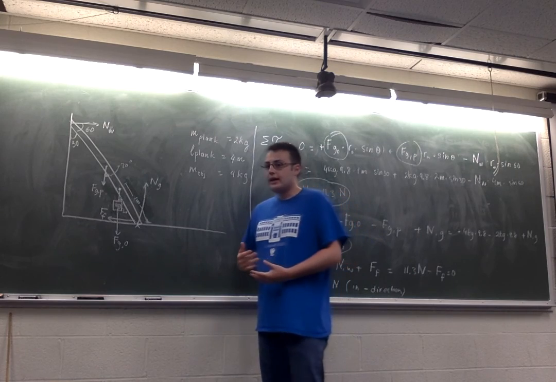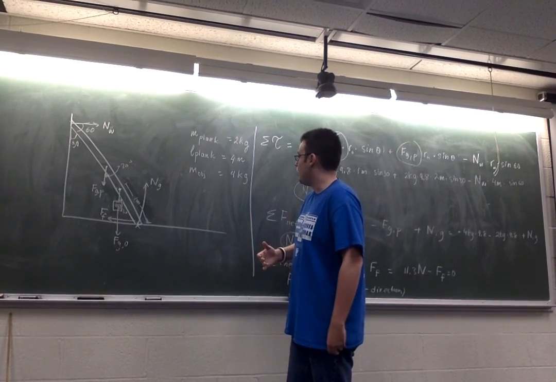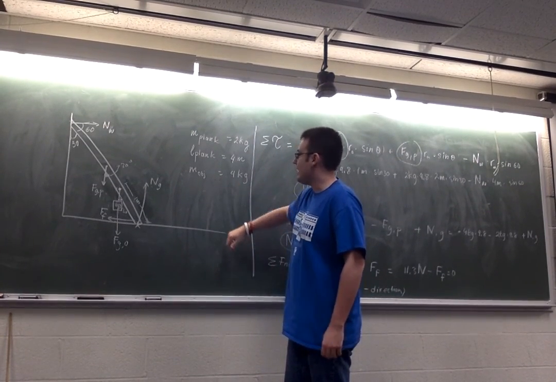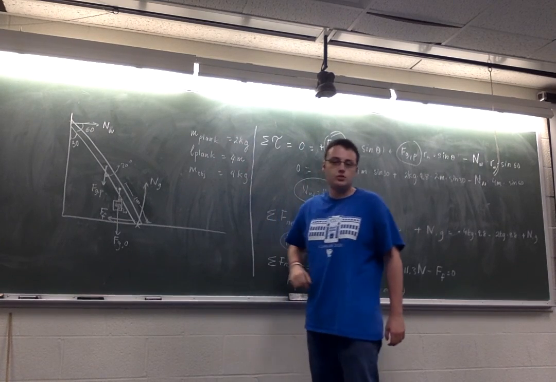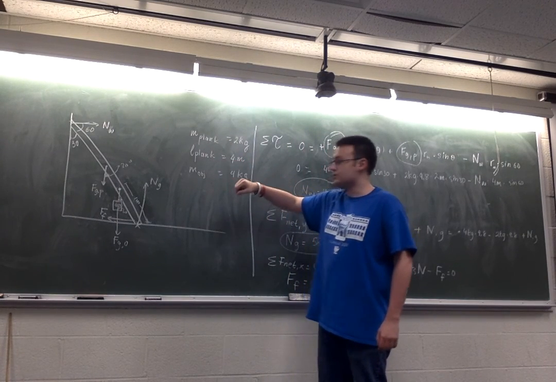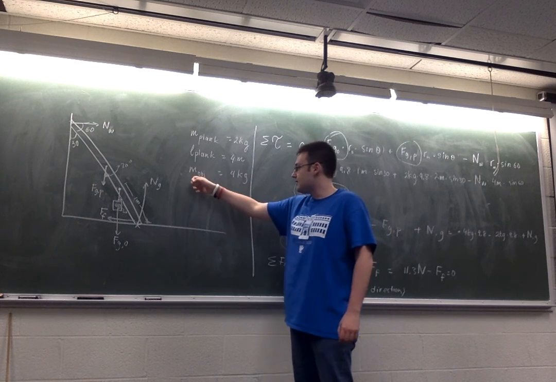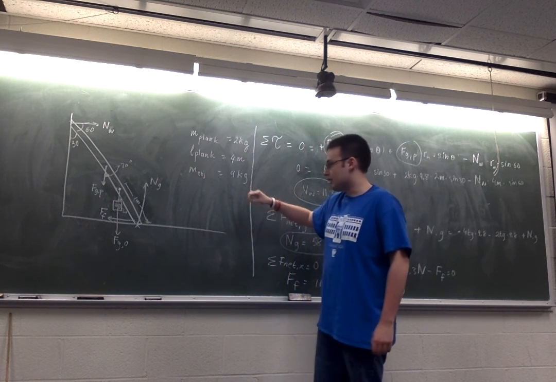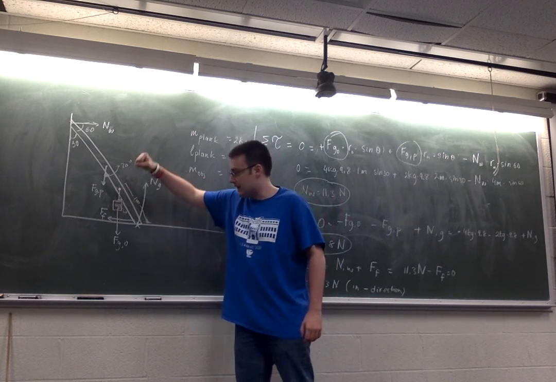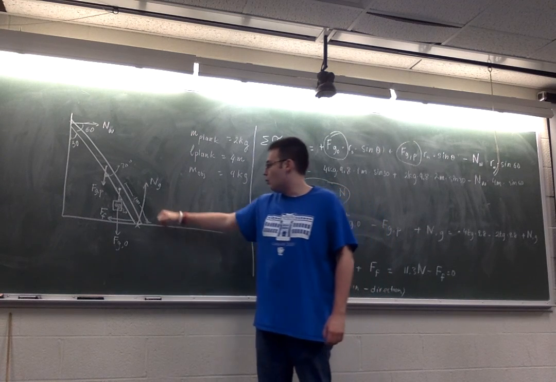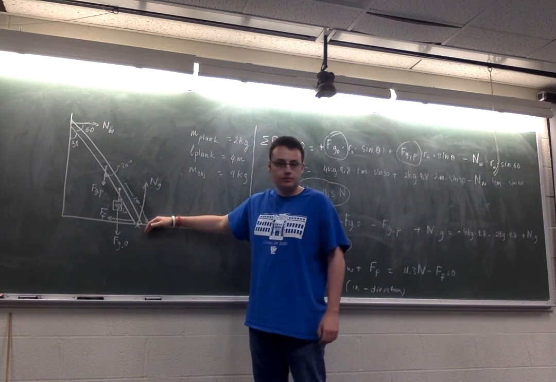So we went ahead and defined a couple of things. First of all, the mass of the plank, we said, was 2 kilograms, and the length of the plank was 4 meters. We also said the mass of the object is 4 kilograms, and we have an object that's hanging off the plank 1 meter from the ground.